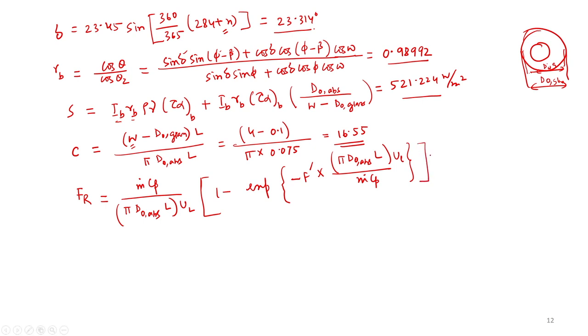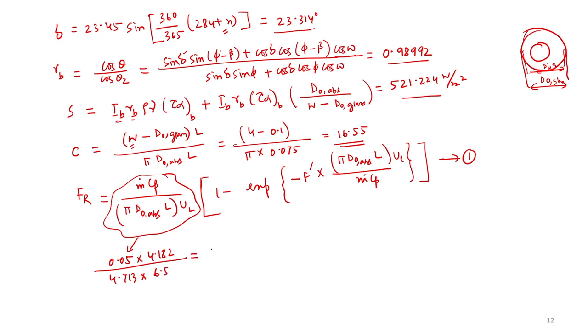Okay. So, this is the FR expression, maybe you can write 1. So, let us first find out this term. If you substitute, 0.05 is the mass flow rate, then Cp is 4.182 divided by 4.713 multiplied by 6.5, just we have done the calculation, and this will give a value of something like 6.8256. Okay. So, if we substitute there, then we can get a value of FR which is equal to 0.8168, considering F' is equal to 0.87. Okay.